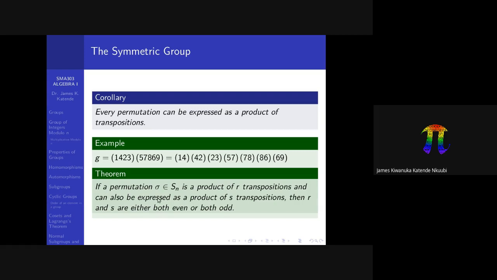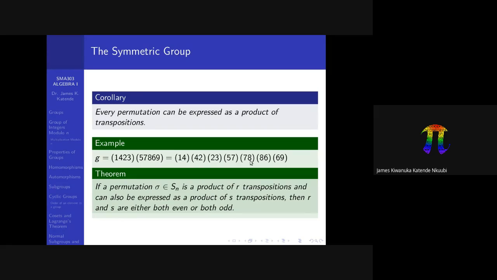So now another thing we will note, a theorem: if you have a permutation sigma and you are able to write it in two different ways, as a product of R transpositions and also as a product of S transpositions, then R and S are either both even or both odd. So there's more than one way of writing a permutation as a product of transpositions, but the one thing that will not change is the number of transpositions in that representation.